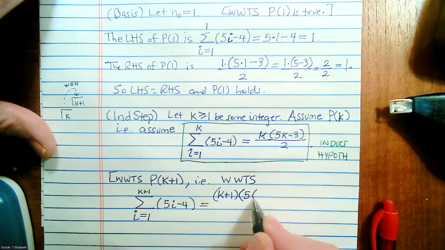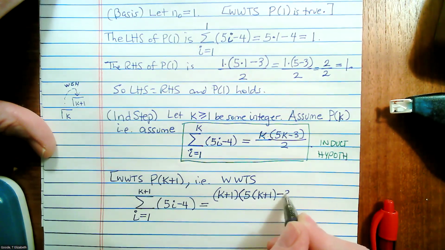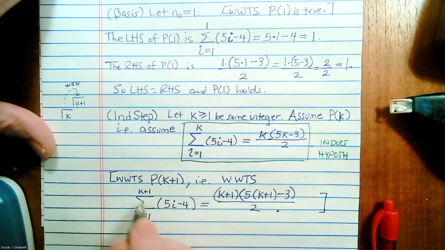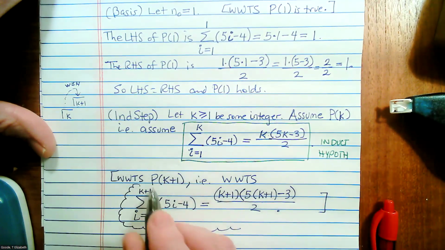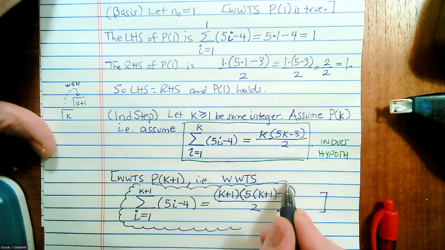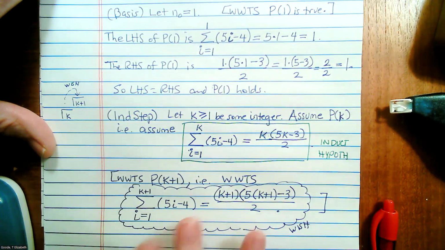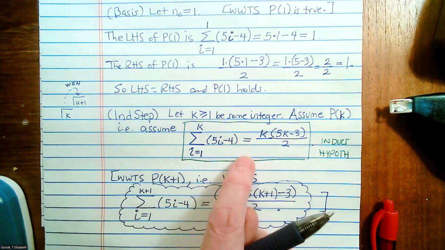5k plus 1, times k plus 1, it requires parentheses, minus 3, over 2. This is a wish. I don't want to confuse it with what I know I have, so I'm just going to use that to help remind myself. I want to prove this. I can't start with this, but we're going to get to use that.